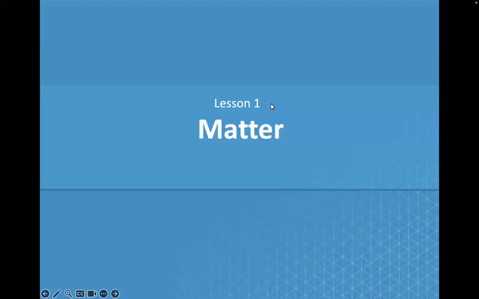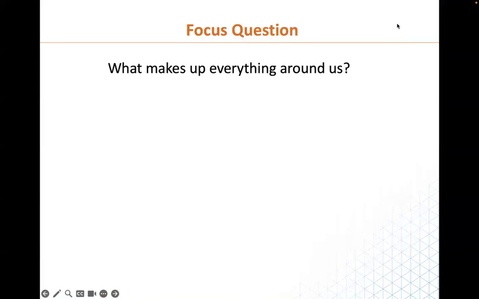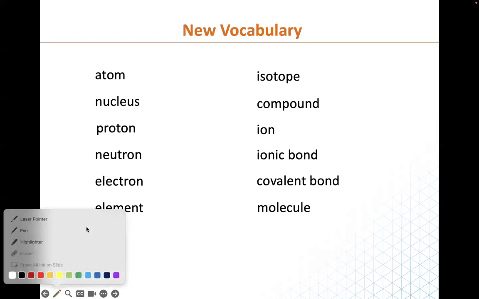Hello, everybody. We're going to talk about matter. Matter is anything that has mass and occupies space. So we would talk about matter, define it, and what is embedded in matter. What makes up everything around us? The answer is direct. Matter makes up everything around us.